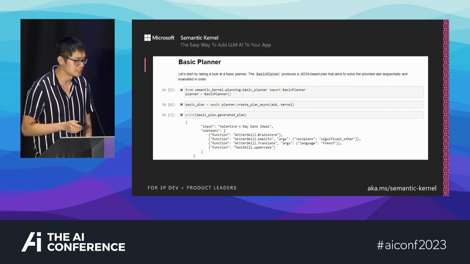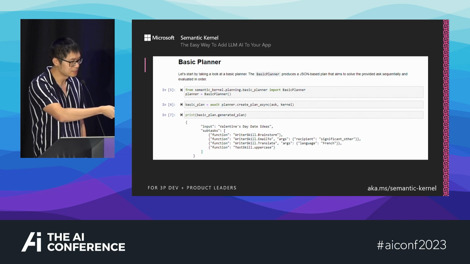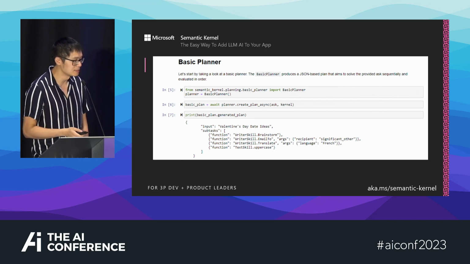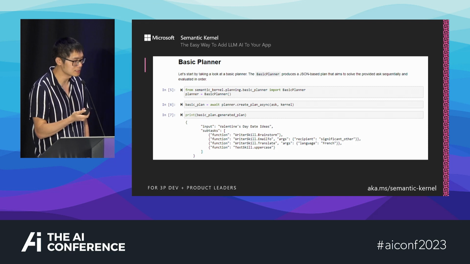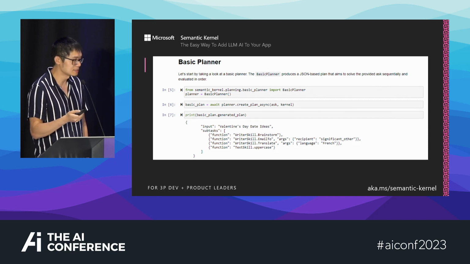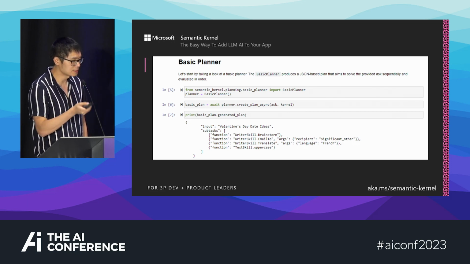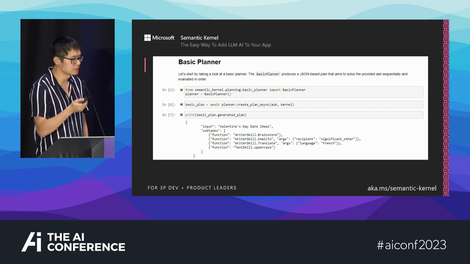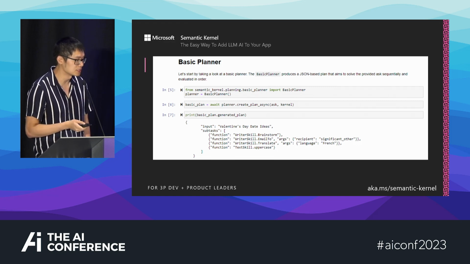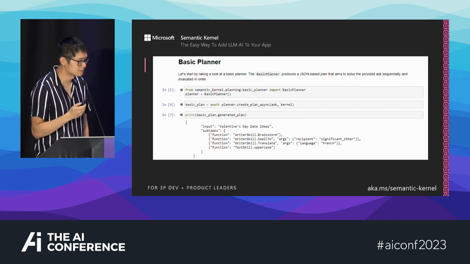Those are just implementation details. But you can see right here, when I printed out the plan, that's what it looks like. It takes this input, Valentine's date ideas, and it has these several subtasks and functions to call, and each output of a particular function becomes the input of the following function to call, running this in a sequence.